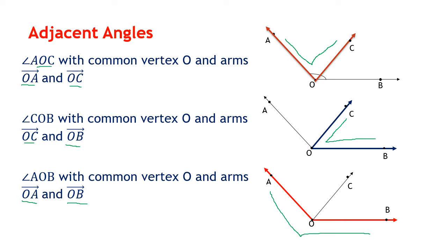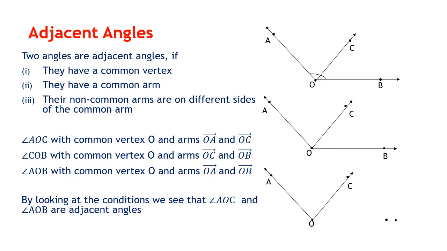Now if you understood this, let us see what the rules of naming adjacent angles are. I'll keep these diagrams and move to the next slide. Here you can see what adjacent angles are. The rules: two angles are adjacent if they have a common vertex. If you notice angle AOC, angle COB and angle AOB, they all have the same vertex O. So condition number 1 is satisfied by all three angles.